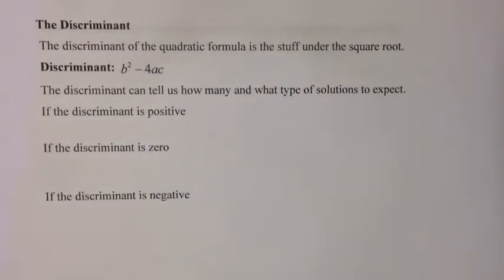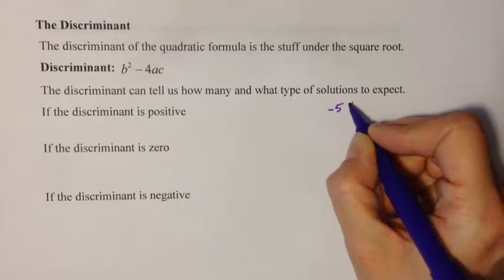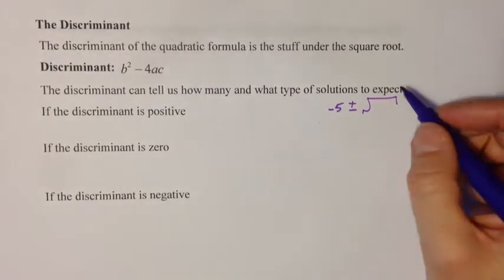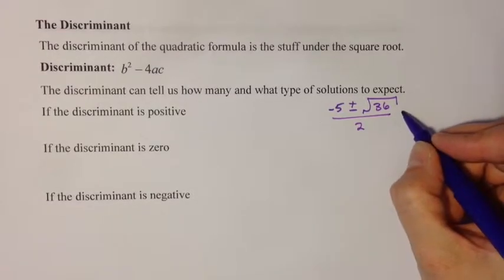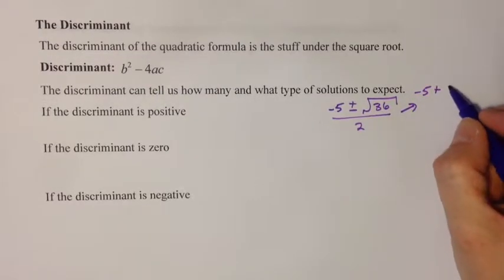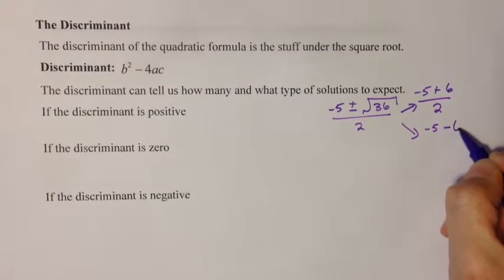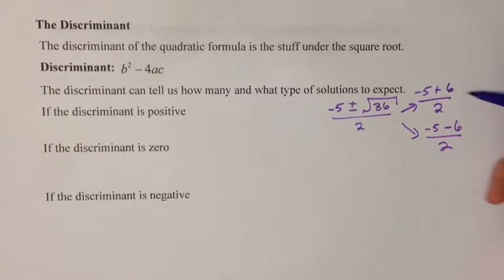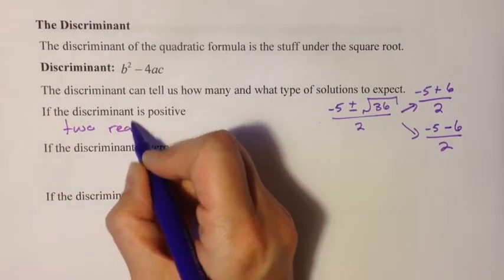Now we're going to play a little bit of a thought game to see what the discriminant can tell us. Let's say that the discriminant is positive. That means that I get something like -5 plus or minus the square root of, let's say, 36 all over 2. When I go to simplify this, I'm going to have -5 plus the square root of 36, which is 6, all over 2, and -5 minus the square root of 36, which is 6, all over 2. This gives me two distinct answers. If the discriminant is positive, you get two real answers.